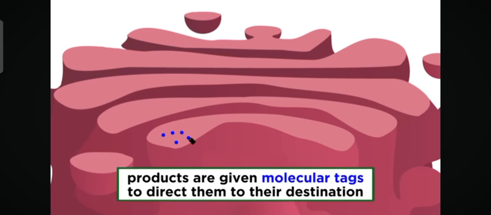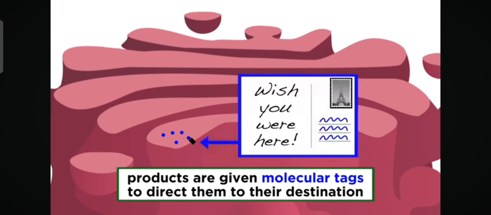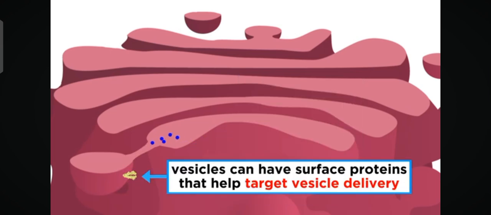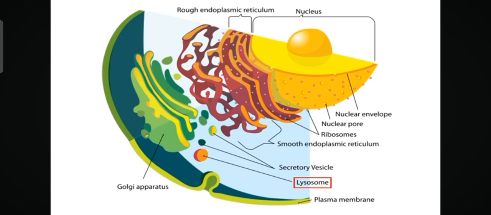Before sending things off, products are given molecular tags like phosphate groups, which is kind of like an address on a piece of mail to target things for various parts of the cell. And some vesicles also have certain molecules on their surfaces that can be recognized by specific organelles, which helps target vesicle delivery. Another organelle is the lysosome.